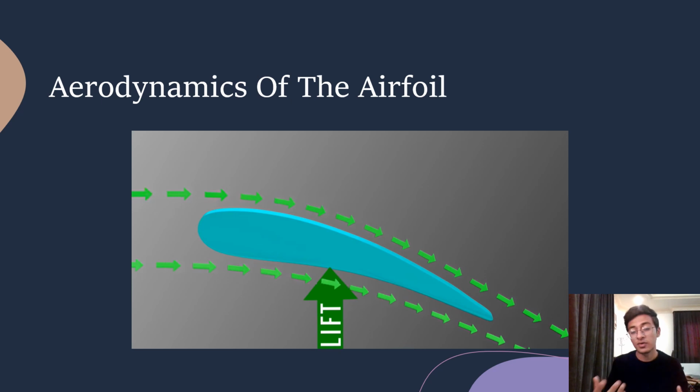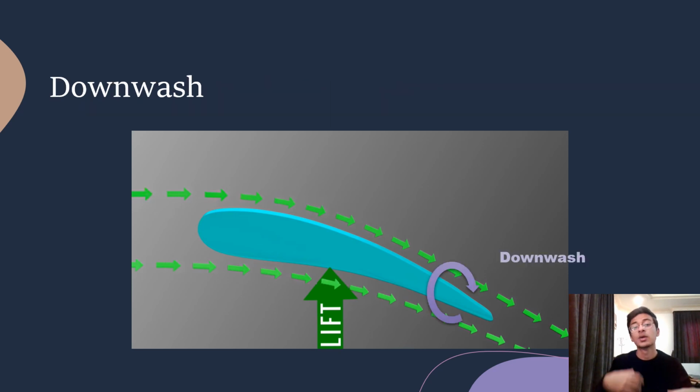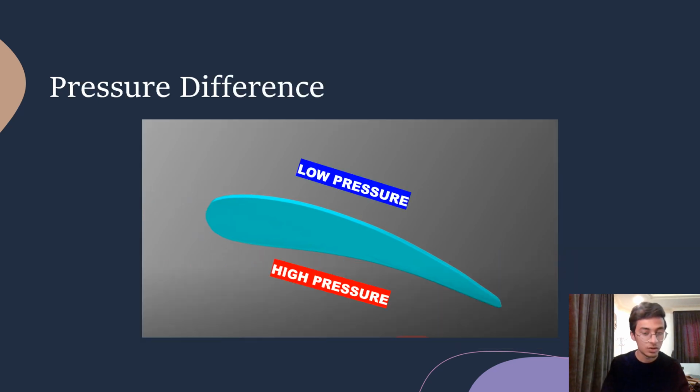Now, when it is moved across the air, it produces a downwash, and this downwash further creates a pressure difference between the top and the bottom of the airfoil, which looks something like this. You have low pressure at the top and high pressure at the bottom. Due to this pressure difference, there is a force exerted, and this force is called the lift force.